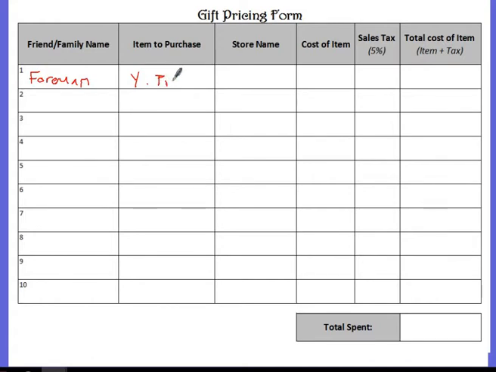So I'm going to write yodeling pickle. Okay, but my pen doesn't work here. There's a C somewhere in there. Okay, so I find her a yodeling pickle. And I found it at Target. It would be lovely if my board would work. Alright, Target. And if I recall correctly, he said that this yodeling pickle cost $12.99.